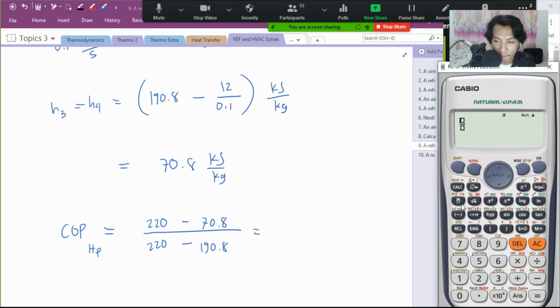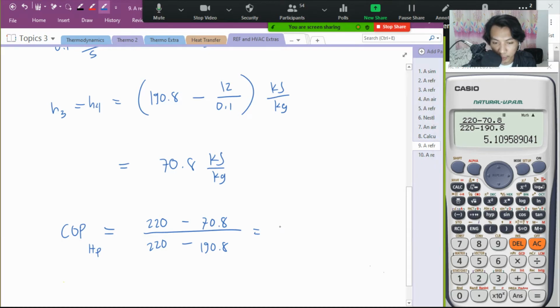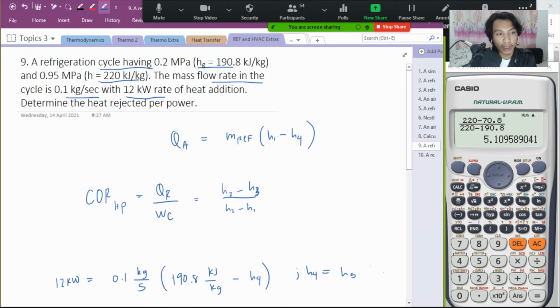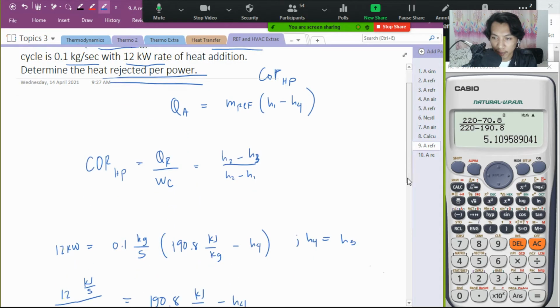So, 220 minus 70.8 divide by 220 minus 190.8. The answer is 5.109 or 5.12. 5.109. Kapag sinabing heat rejected per power, ibig sabihin that is the COP of the heat pump. Okay? That is for problem number 9.